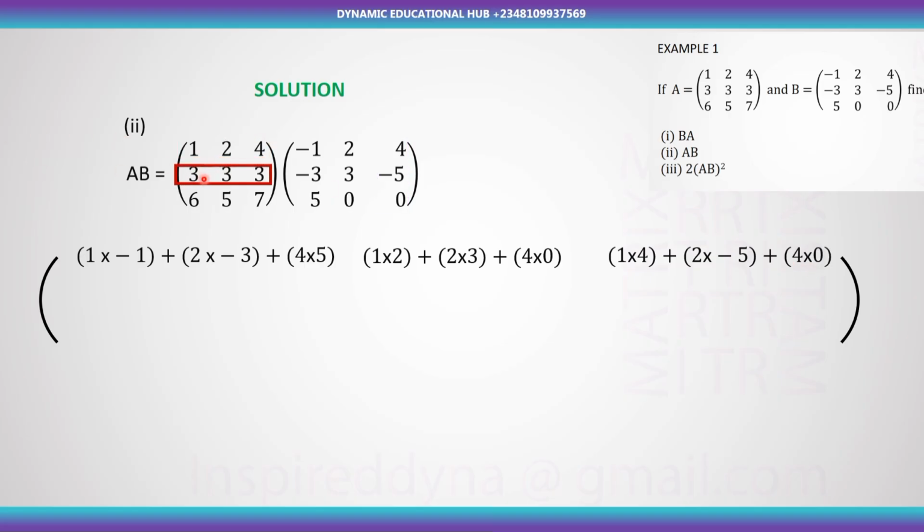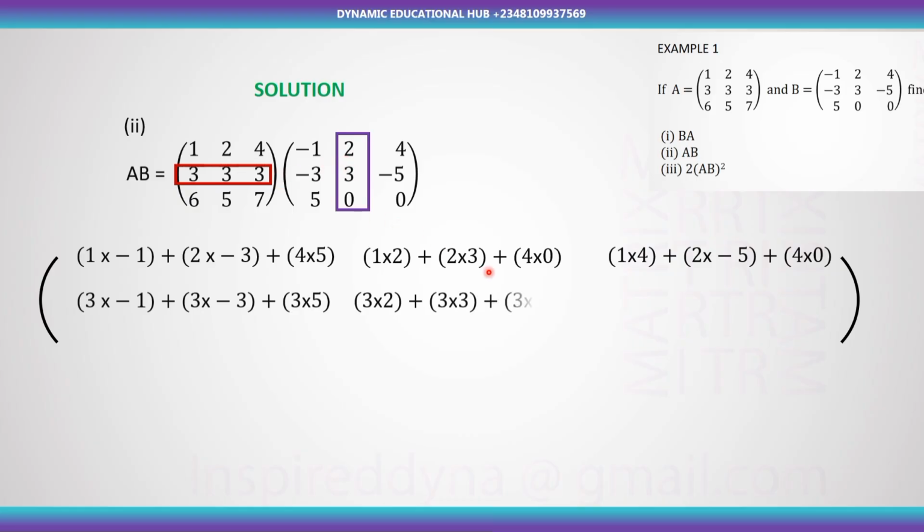To the next row, we have 3 multiplied by minus 1 plus 3 multiplied by minus 3 plus 3 multiplied by 5. We also have 3 multiplied by 2 plus 3 multiplied by 3 plus 3 multiplied by 0. We have 3 multiplied by 4 plus 3 multiplied by minus 5 plus 3 multiplied by 0.